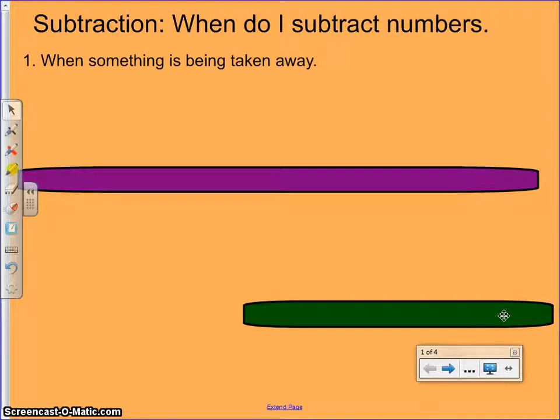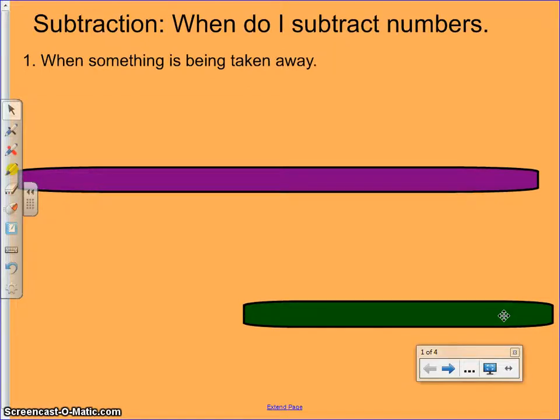For instance, if Mr. G had a bag of candy and he was giving some away, then I'm subtracting from the total amount of candy I have. Or if I had a basket of apples and I was giving some of these apples away or eating some of these apples and I was losing the amount I had, then that's subtracting. I'm taking away from the total amount I have.